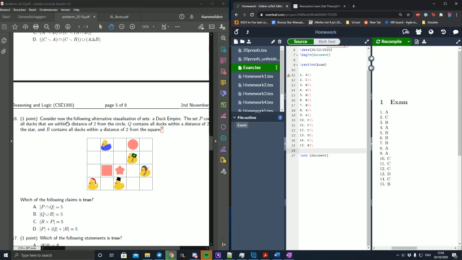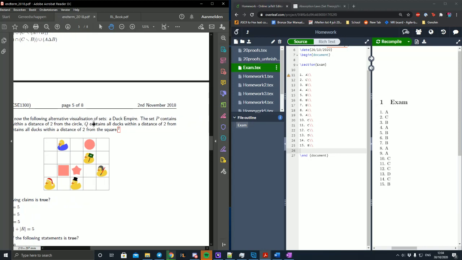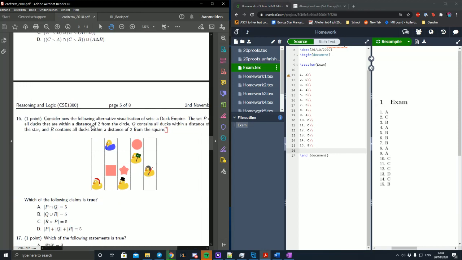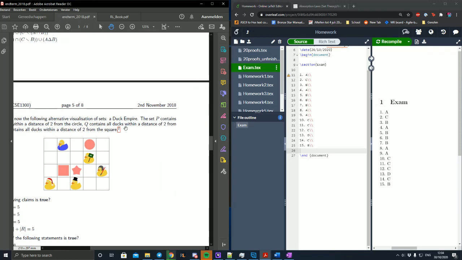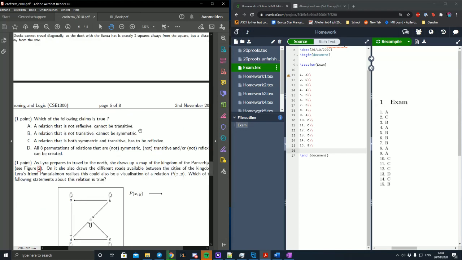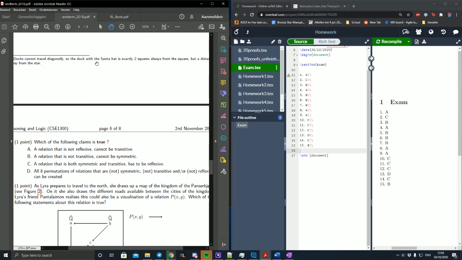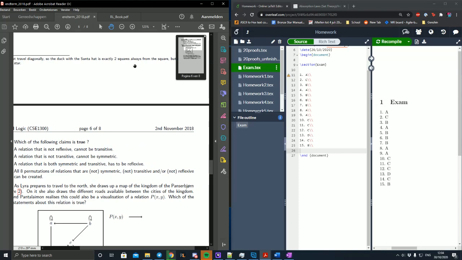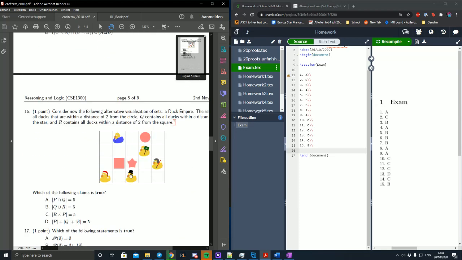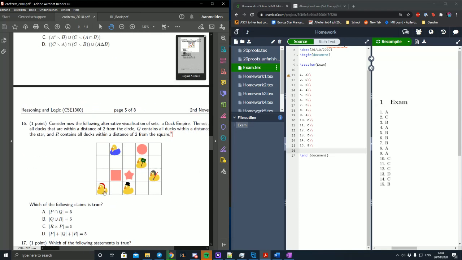Consider the following alternative visualization of sets in a duck empire. The set P contains all ducks that are within a distance of 2 from the circle. Q contains all ducks within a distance of 2 from the star. R contains all ducks within a distance of 2 from the square. Ducks cannot travel diagonally, so the center is exactly 2 squares away from the square, with a distance of 3 away from the star. Let's look at that. So this one is 2 away from the square and 3 away from the star. Yeah, makes sense.